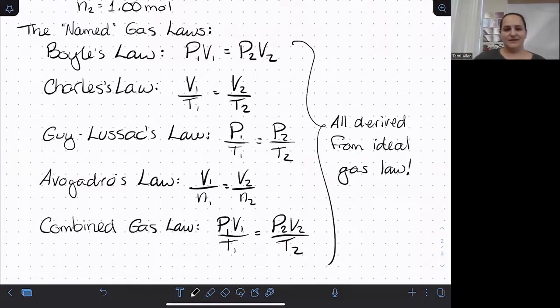But you will notice that this is not a complete list of all of the possible combinations of variables that you might be interested in. So there are other things. You should be able to derive any of these relationships from the ideal gas law, but these ones tend to come up more frequently, so they're named after the people who first discovered them for the most part, except for the combined gas law, not named after a person, just named because it is a combination of several gas laws.